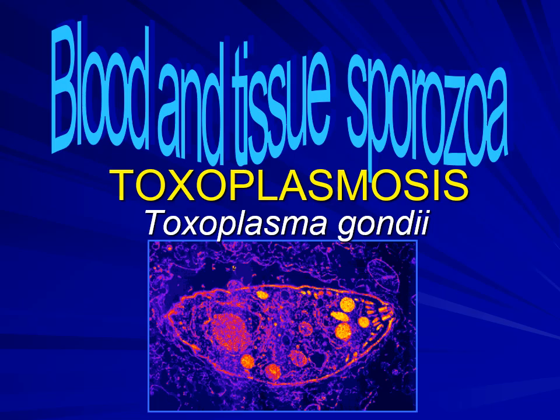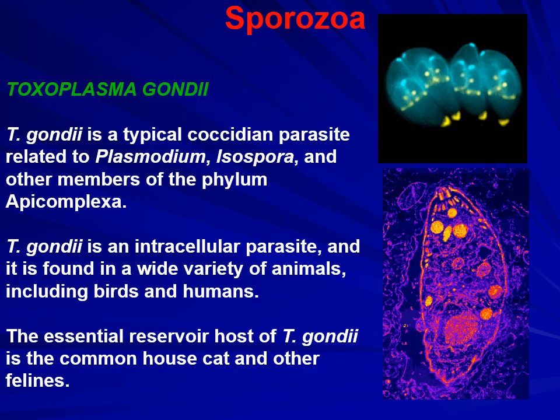Now that I am done with the three representative intestinal sporozoa, I will be discussing one blood and tissue sporozoan, which is Toxoplasma gondii. Toxoplasma gondii is a typical coccidium parasite related to Plasmodium, Isospora, and other members of the phylum Apicomplexa. Again, I want to dwell on the fact that the deadliest parasite in this category is Plasmodium, of which many species have been discovered, but five are responsible for human malaria.